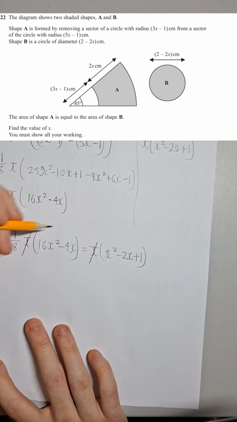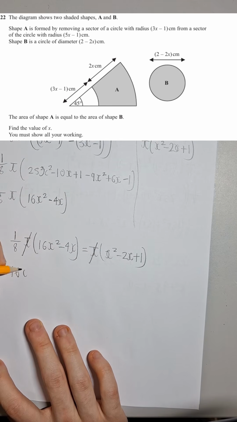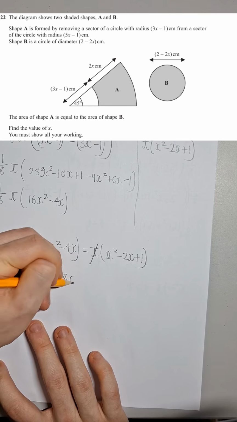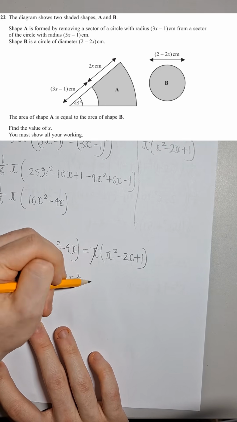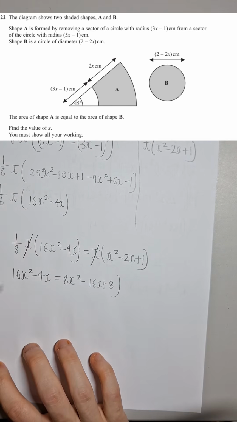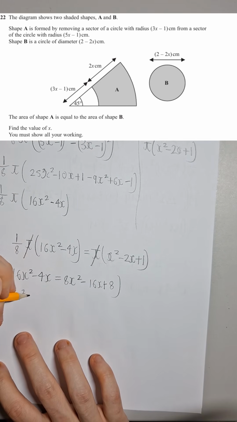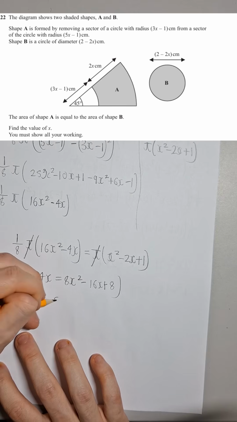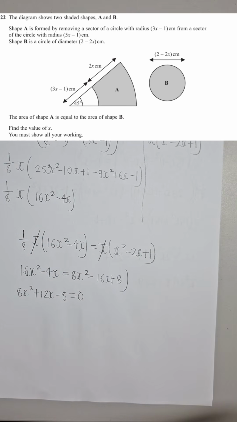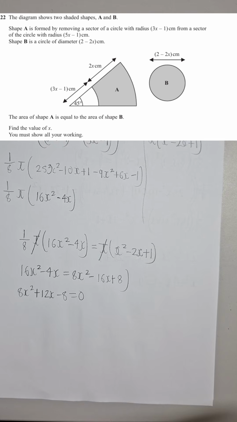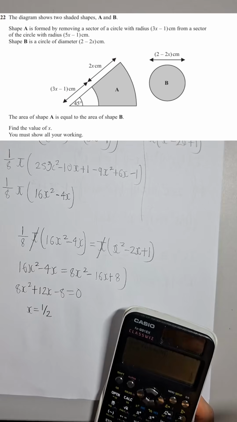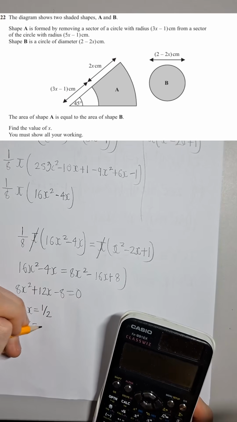Cancel out the pi's, multiply it out by 8, we get 16x squared minus 4x equals 8x squared minus 16x plus 8. Taking it all over to the left hand side, we get 8x squared plus 12x minus 8 equals 0, and then we can simply plug that into the quadratic formula to get the answers of x equaling a half. I'm assuming you know how to use the quadratic formula. And x equals minus 2.